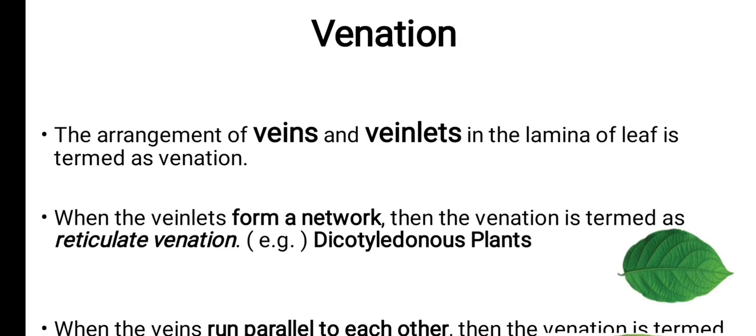Then comes the term called venation. What is meant by venation? The arrangement of veins and veinlets in the lamina of a leaf is termed as venation. What do you mean by veins and veinlets? As we humans have veins and arteries in our body, the leaf lamina also has veins. If you pluck a leaf of any kind and look closely at its lamina, you could find a straight line running all across the lamina. That line-like structure is called a vein, and from that vein, so many other lines are branched out. They are called veinlets.